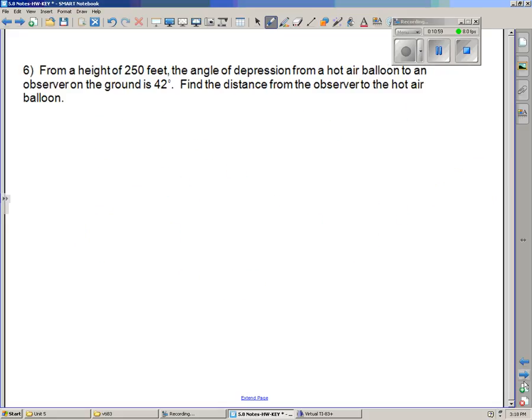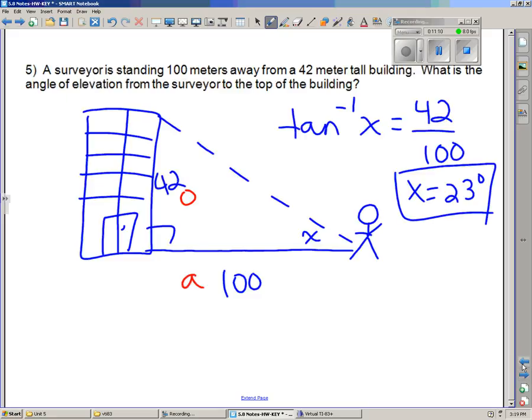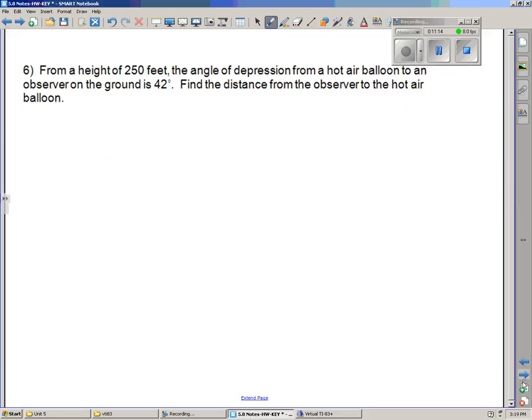Last but not least, from the height, 250 feet, the angle of depression from a hot air balloon to an observer on the ground is 42. Find the distance from the observer to the hot air balloon. I'm backing up for a second. I wish there were more of these examples, trying to find missing angles, and there's not, but I'm sure on the homework there is. Let's go back to this.